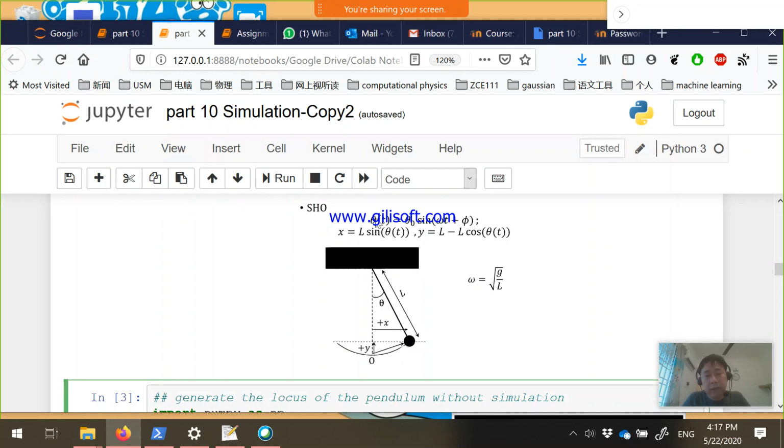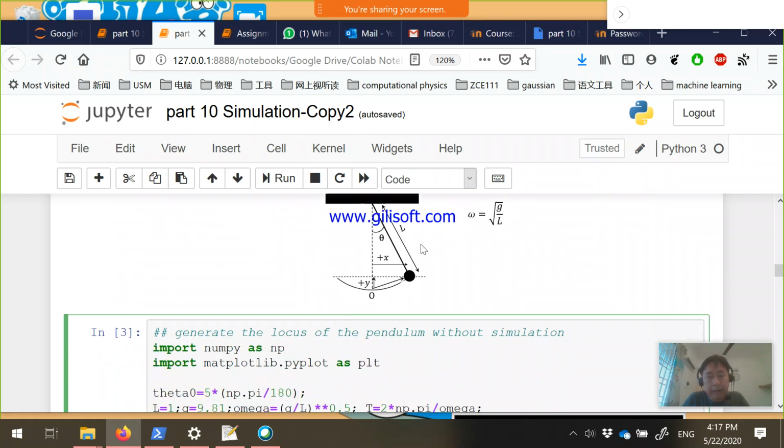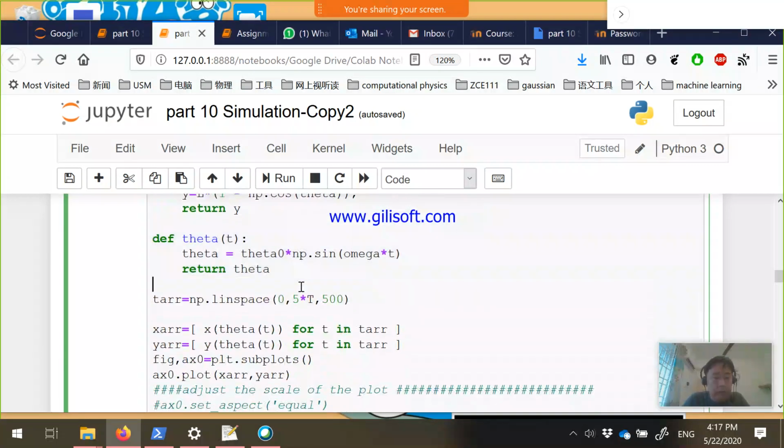Then as theta changes with time, x and y would also change. So we want to know the coordinates of x and y at different t. Okay, so that is how we do it.